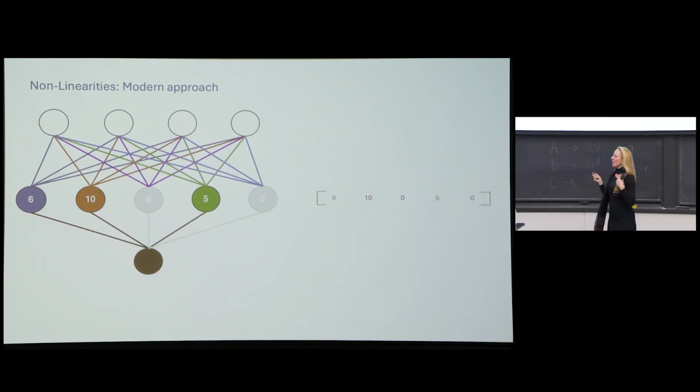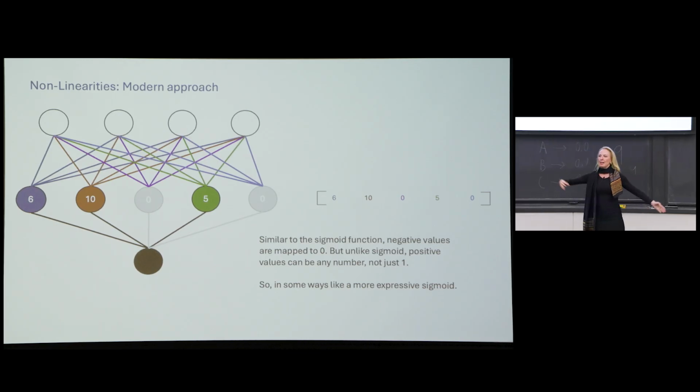But now you can really think about it like a more expressive version of sigmoid, whereas previously the 3 units that were firing had to fire at exactly the same rate, have the exact same number. Now they have more expressivity, in that this one's a 10, whereas this one is just a 5. Okay? So this is a non-linearity.